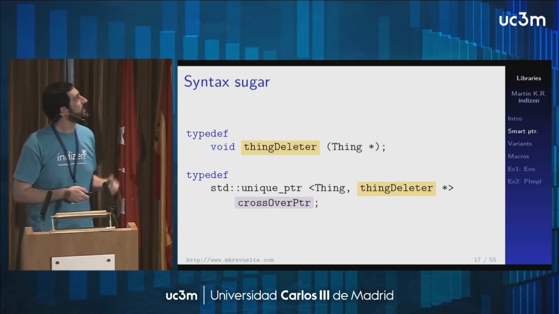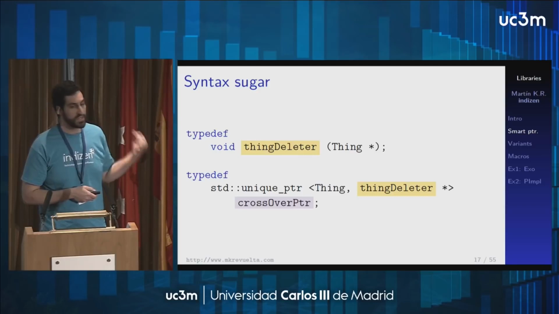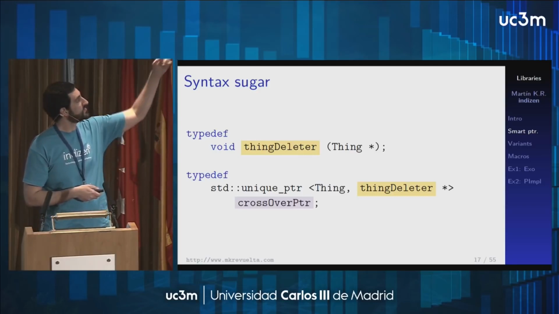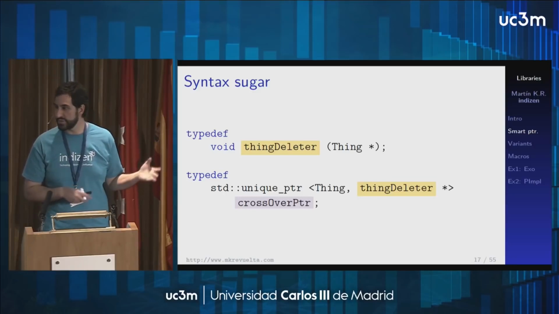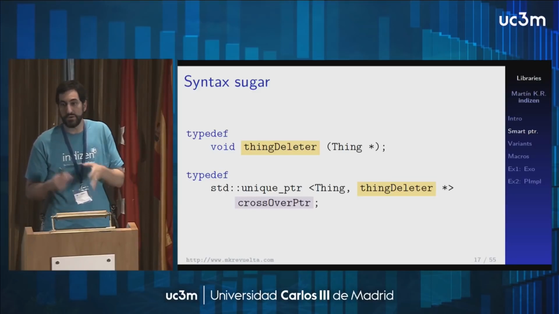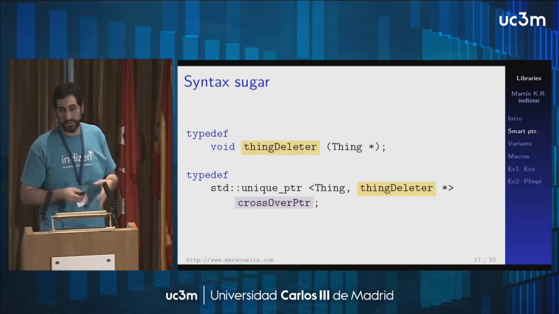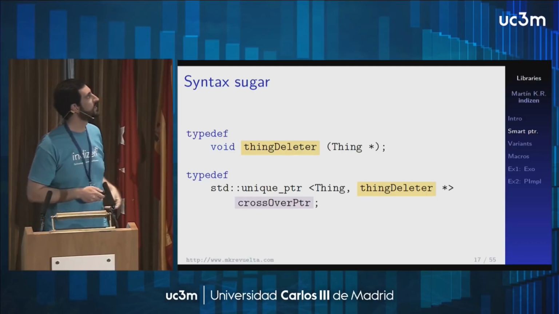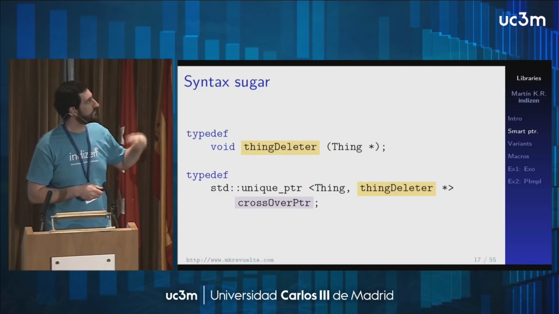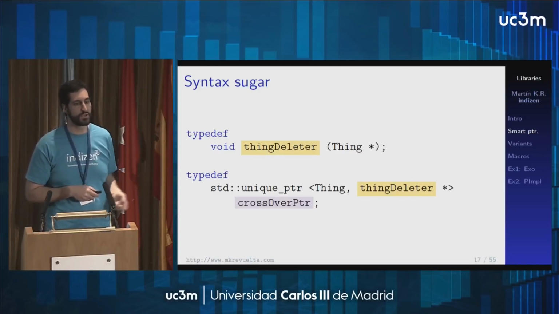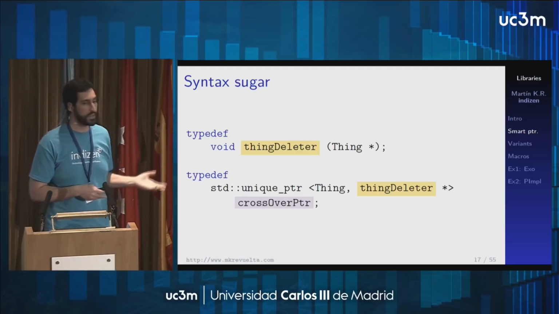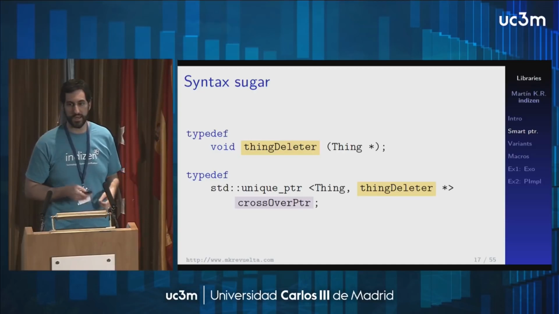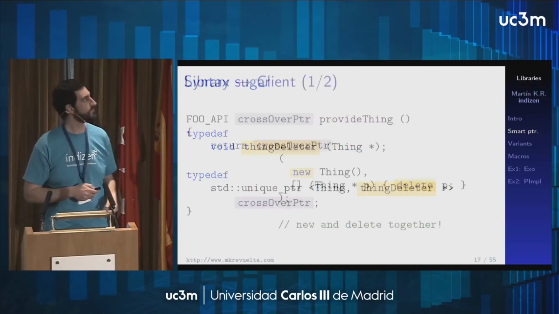We can typedef the type of deleter. This first typedef would be a declaration of a function without the typedef. With the typedef, it declares a type of function, the type of function that deletes things. And the second typedef defines the type of unique pointer that I want to use, a unique pointer that points to a thing and contains a pointer to a deleter.